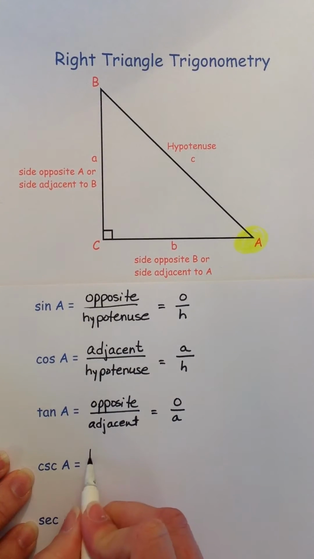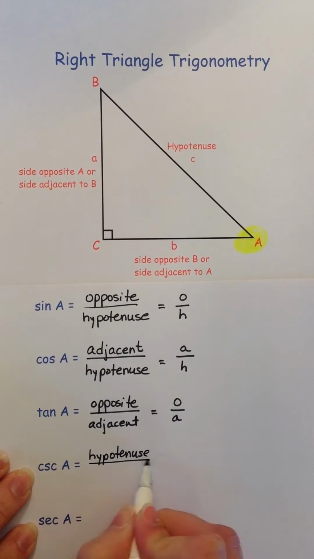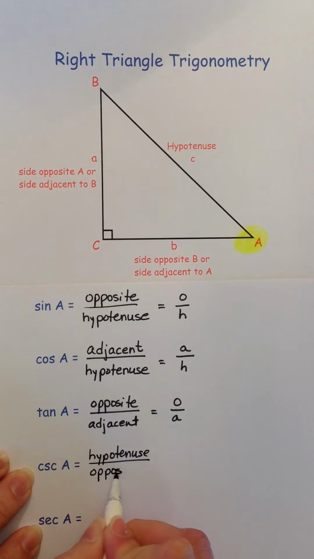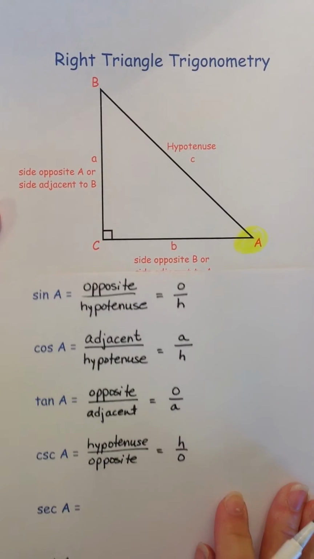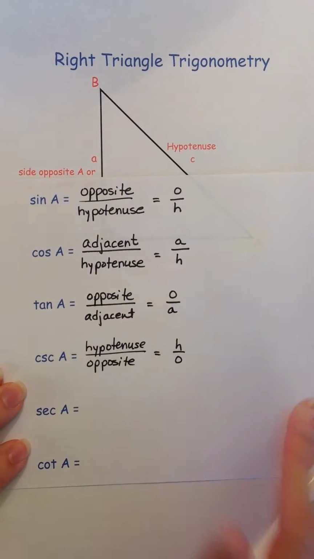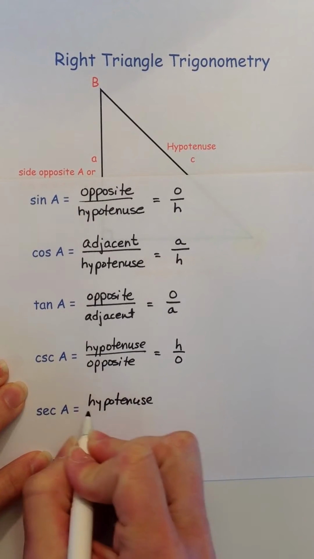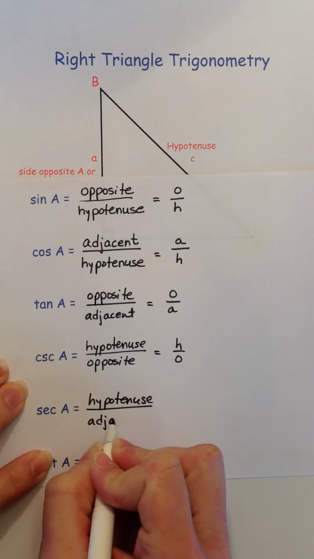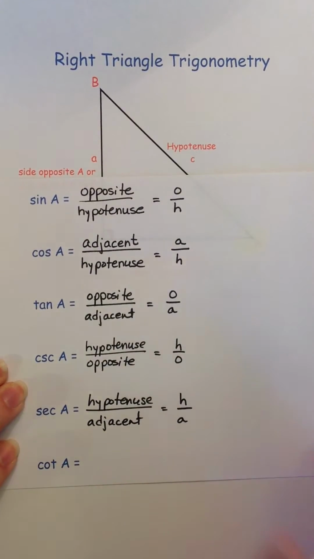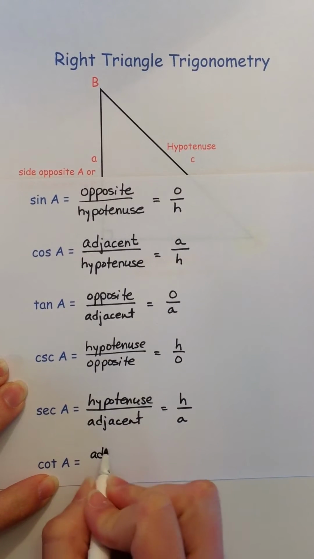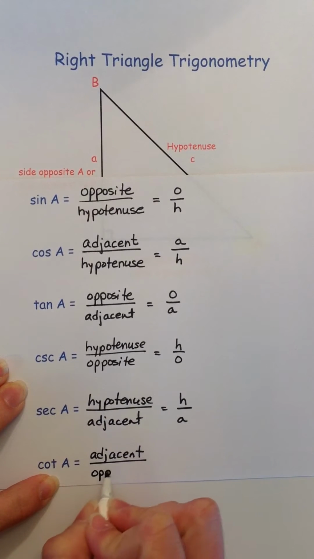Cosecant would be hypotenuse over opposite. Secant would be hypotenuse over adjacent. And cotangent would be adjacent over opposite.